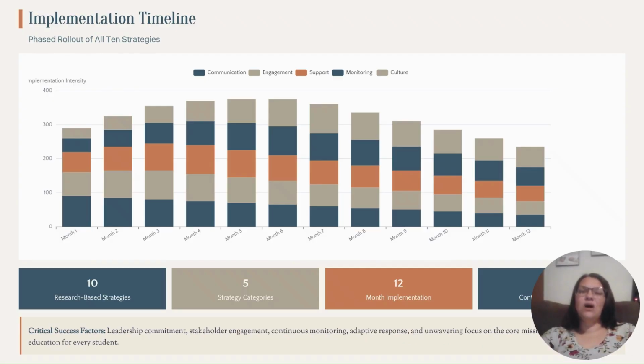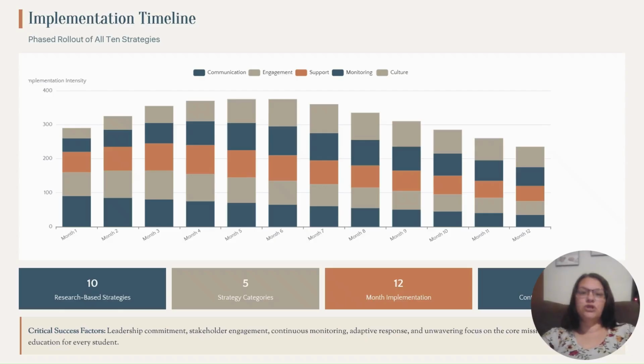So how does this all come together? Let's look at the 12-month implementation timeline. These stacked bar charts show the phased rollout of all 10 strategies across 5 categories: communication, engagement, support, monitoring, and culture. The height of each bar represents implementation intensity, how much activity is happening that month.